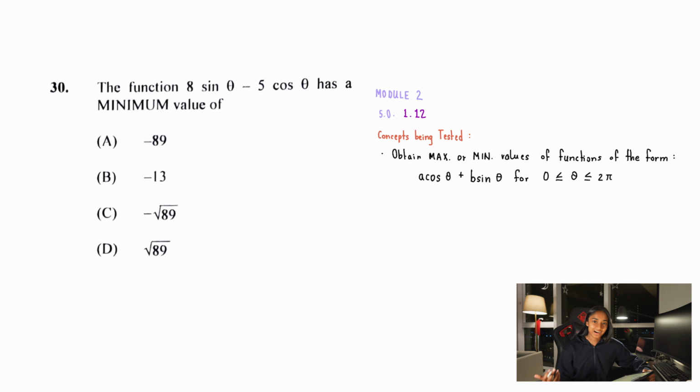Question 30 asks us to obtain the minimum value of the function 8 sin theta minus 5 cos theta. So the question could either ask us to obtain the maximum or the minimum value. In this case, it is the minimum. Keep that in mind. Obtaining the maximum or minimum values of a function of the form a cos theta plus b sin theta is what we're going to learn how to do now.